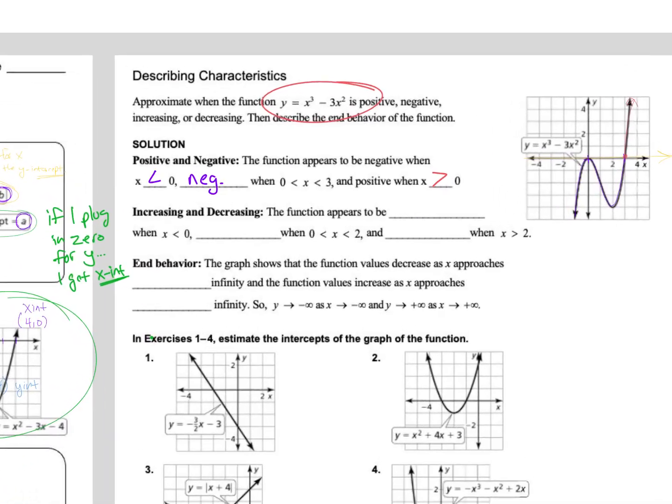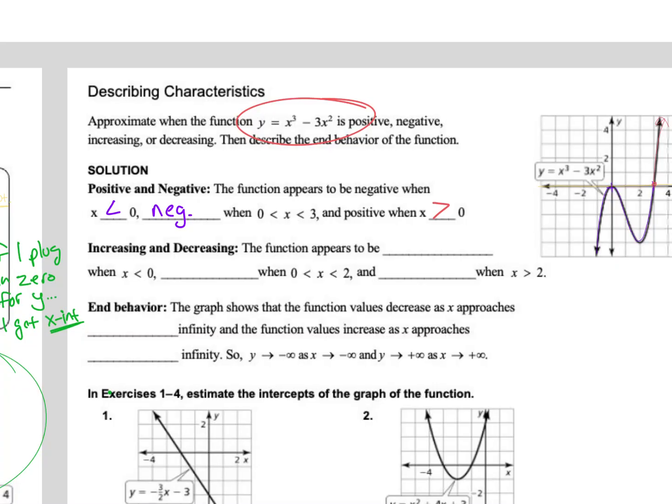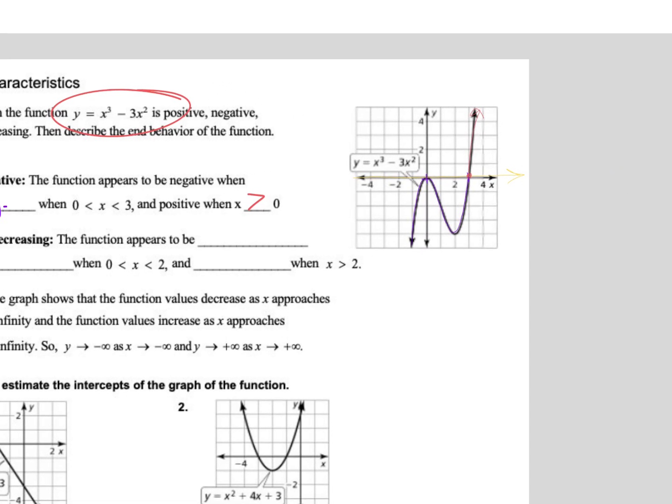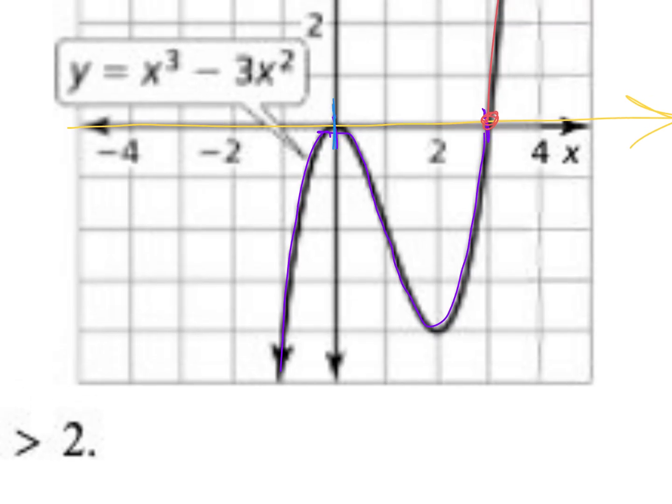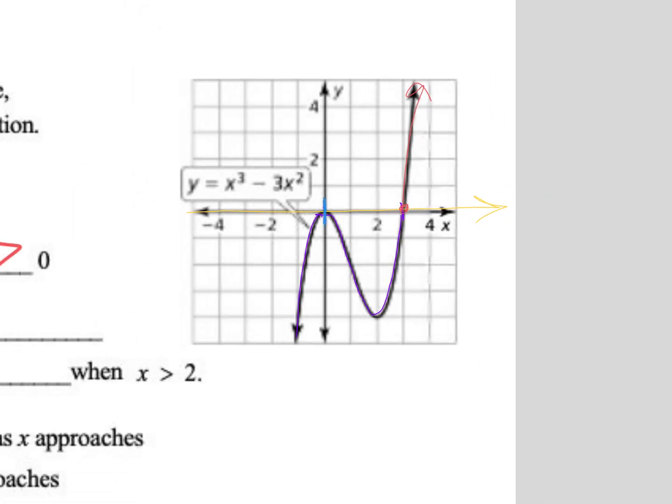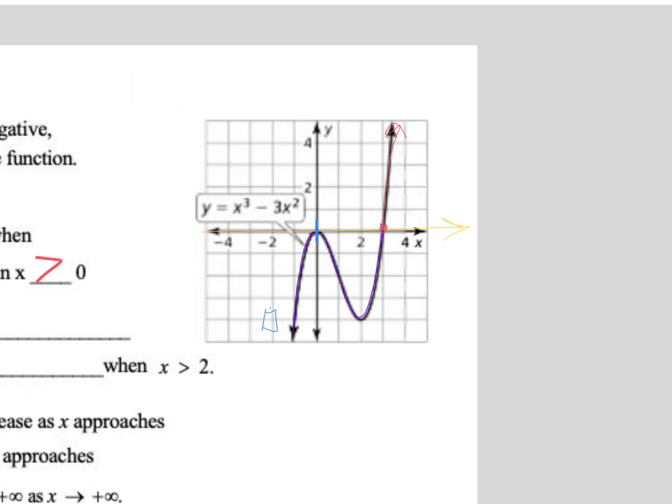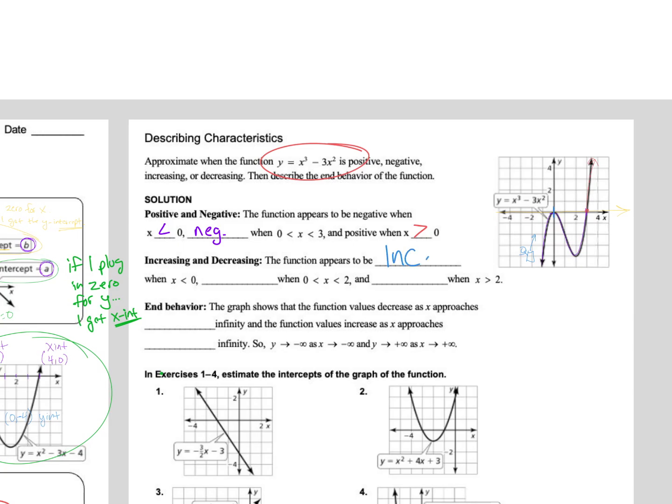And then let's see. I guess, again, it would help if I read what I'm doing as opposed to just thinking, hey, I can do all this on my own. So increasing or decreasing. The function appears to be blank when x is less than 0. Okay, so what they're saying is right here is where x is 0, and less than 0 is on this side, right? So I know I'm on the roller coaster. I am increasing right here. This is you on the roller coaster, remember? Yay. So I'm increasing when x is less than 0.